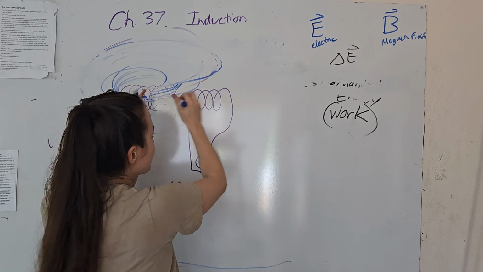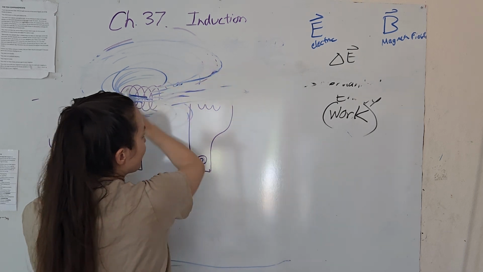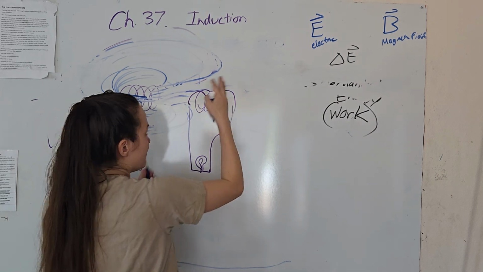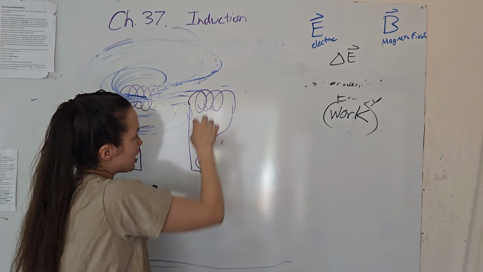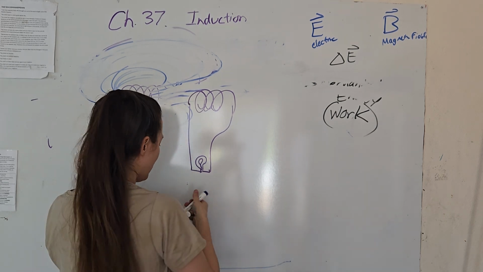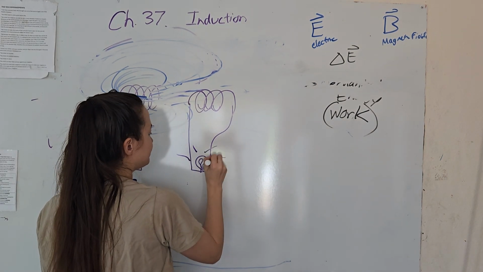And now you've got a changing magnetic field. The magnetic field is getting stronger, now it's getting weaker. The magnetic field is getting stronger, now it's getting weaker. Now you've got that voltage shifting, that voltage change, and now you've got volts, and now you've got current, and now your little light bulb will light up.